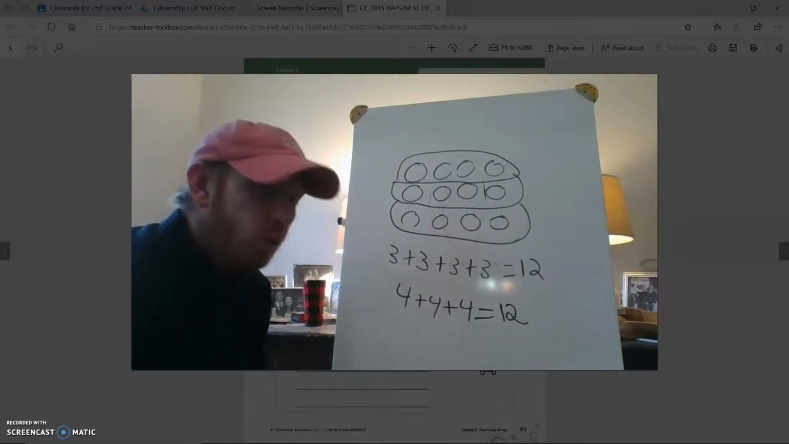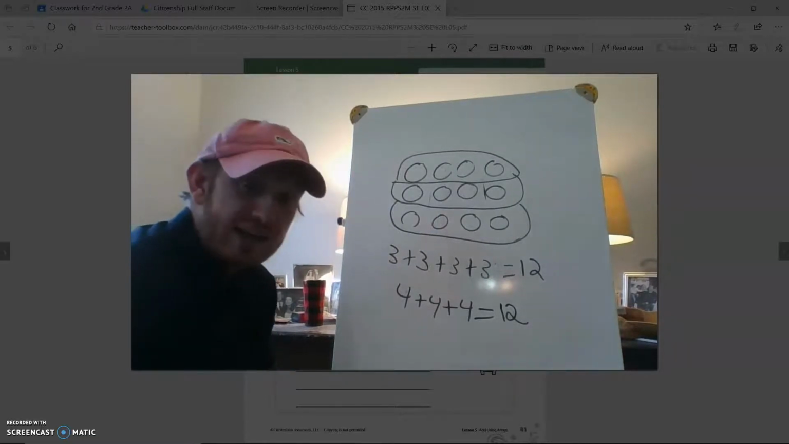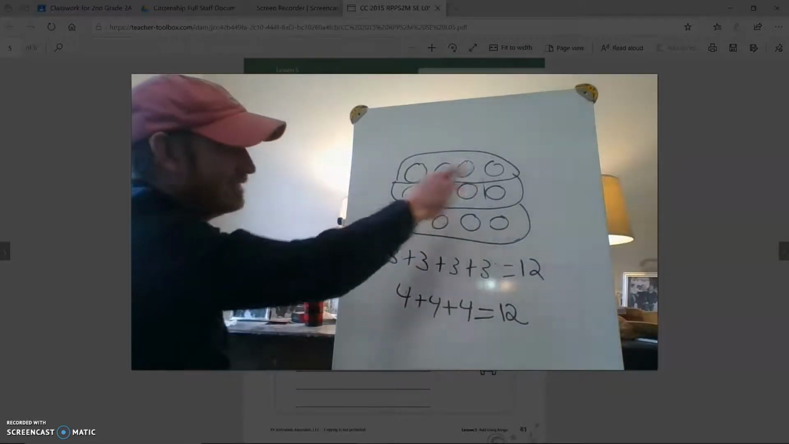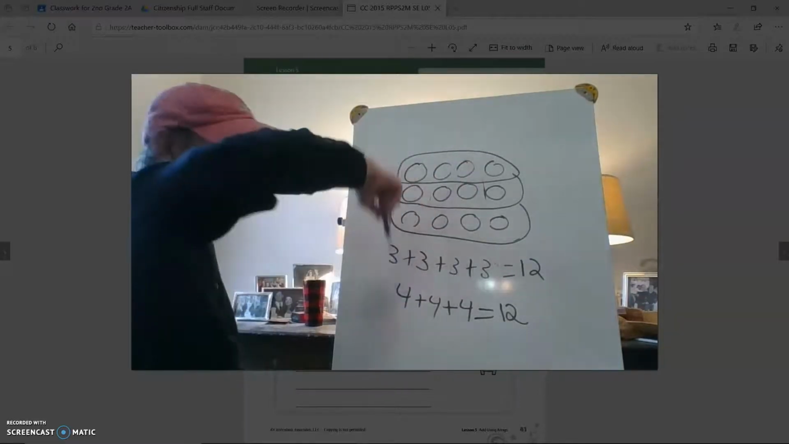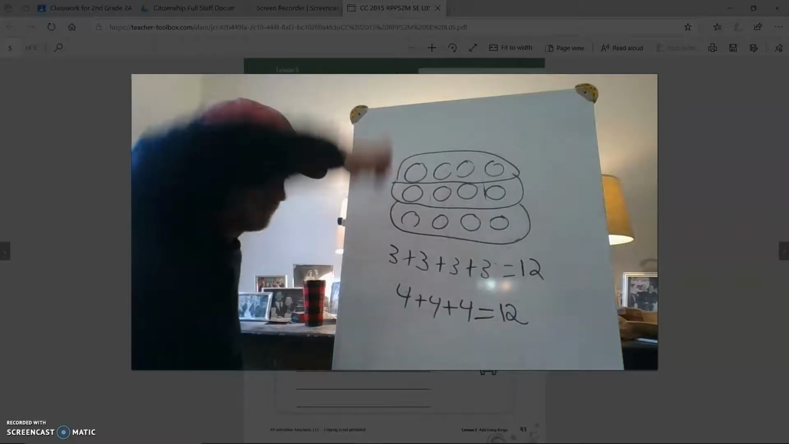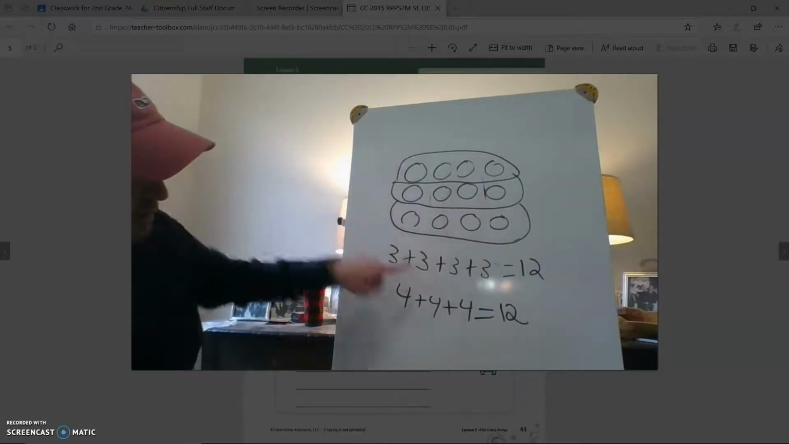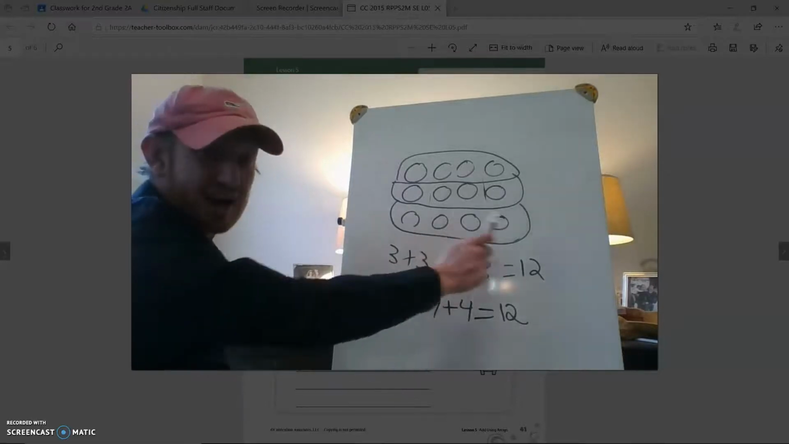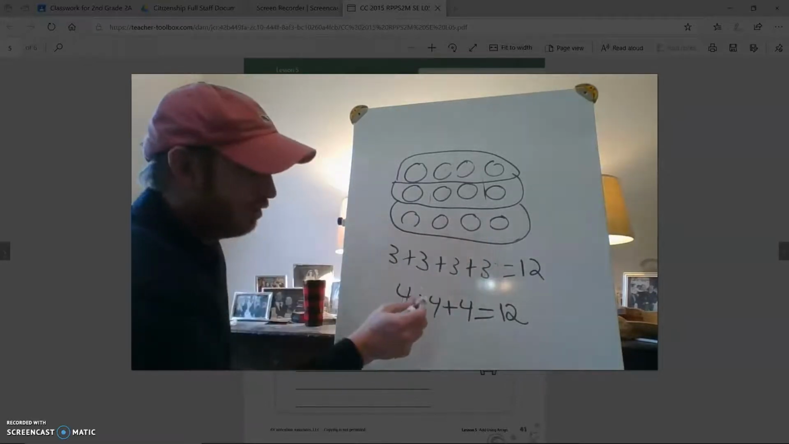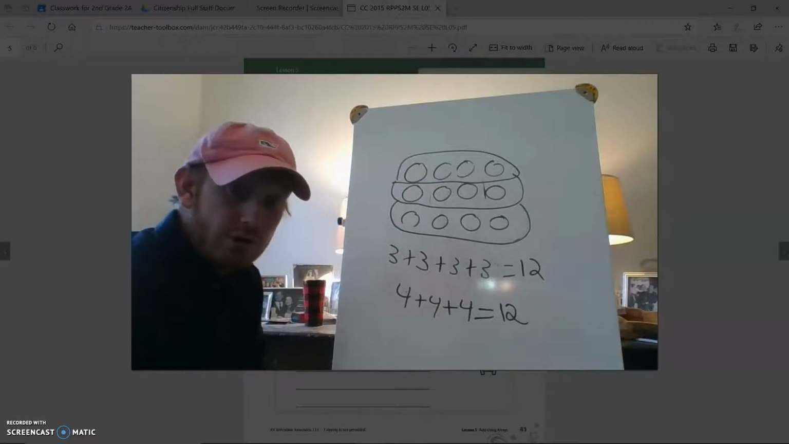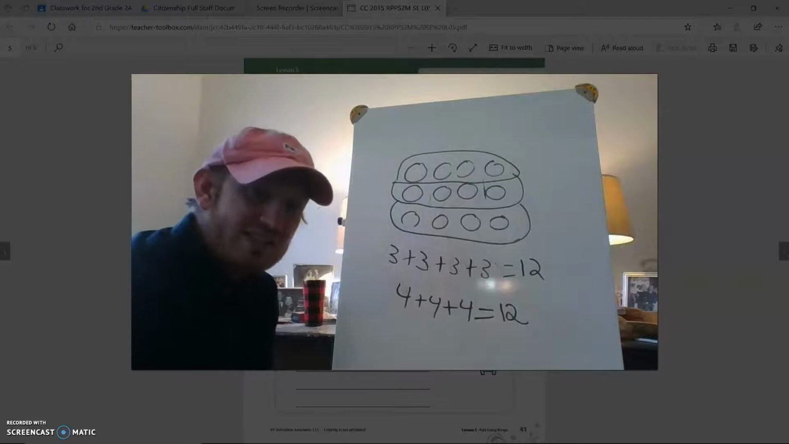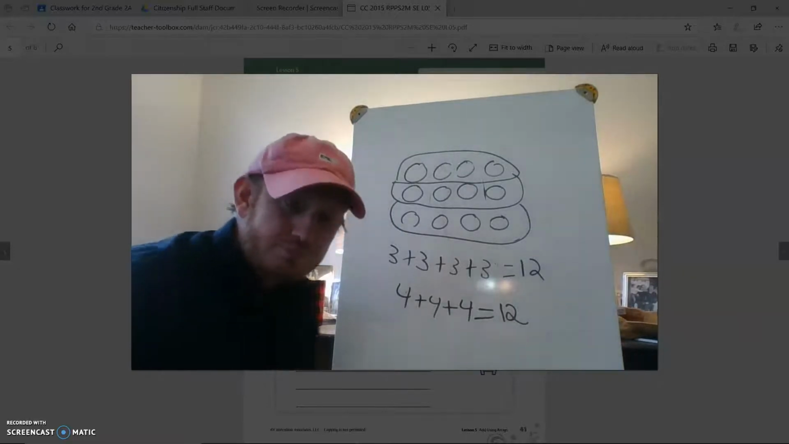And those are the only 2 ways that we can use this array to help us with our math. We're putting them into groups either side to side or vertically, up and down. When we went vertically, we got 4 groups of 3. When we went side to side, we got 3 groups of 4. And they both came out to the same answer, which lets us know that we're probably right.